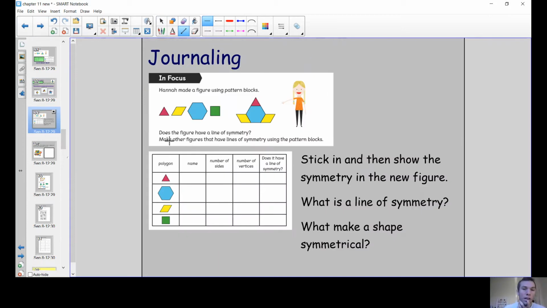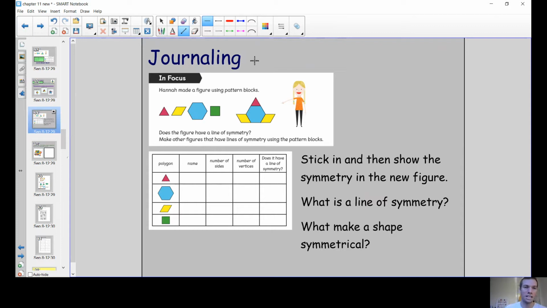Journaling time. We have a question now at the bottom, underneath Hannah's figure. It says, does the figure have a line of symmetry? Make other figures that have lines of symmetry using the pattern blocks. Well, I'm going to show you about that in just a moment, but first of all, I wonder if you can answer Hannah's question. Does the figure have a line of symmetry?